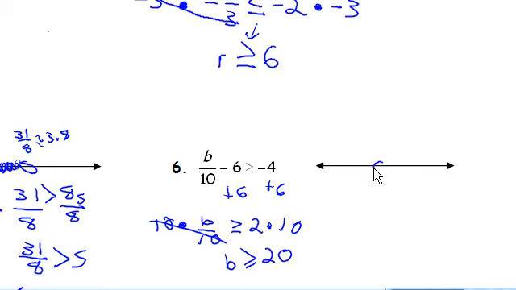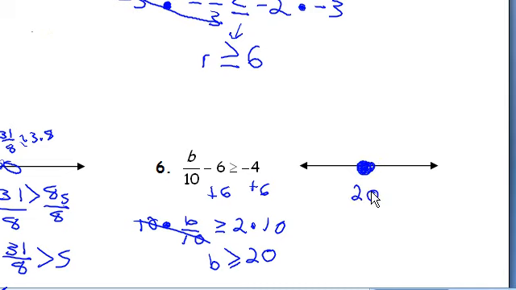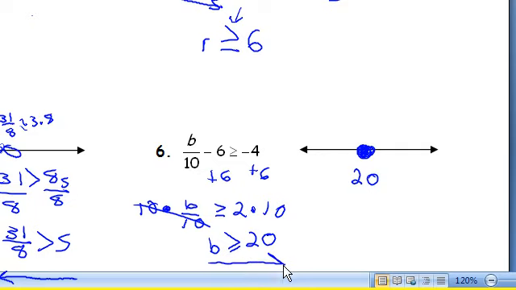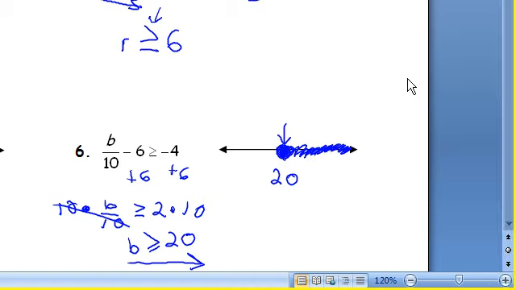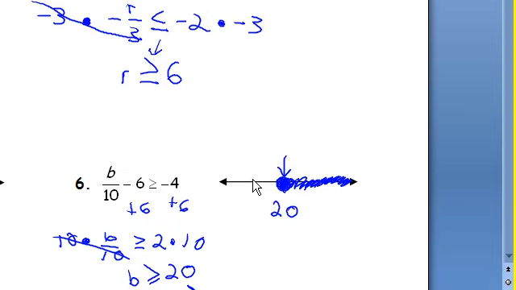So we'll come up here to our number line. We'll find 20. We'll draw a closed-in circle at 20. We read our equation. It says b is greater than or equal to 20. Therefore, we shade in every value on our number line that's greater than or equal to 20. And that's why we do that closed-in dot, because b could be equal to 20 also.